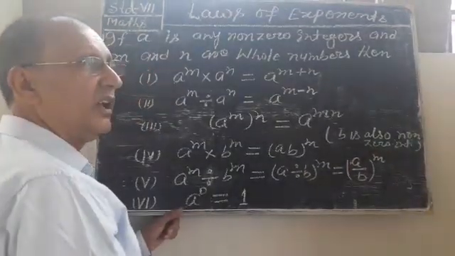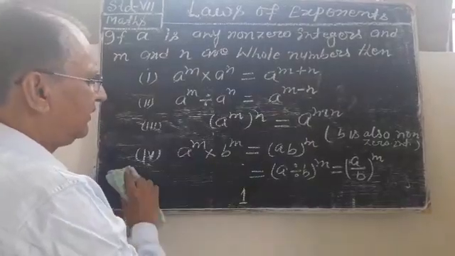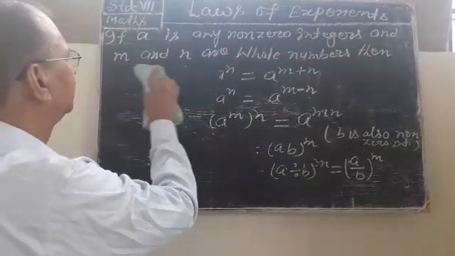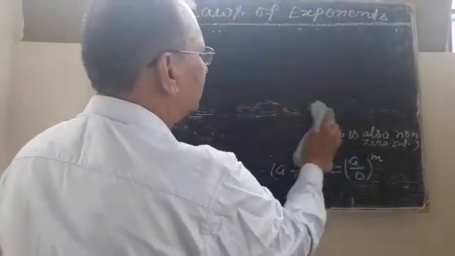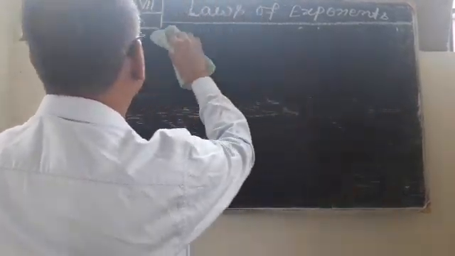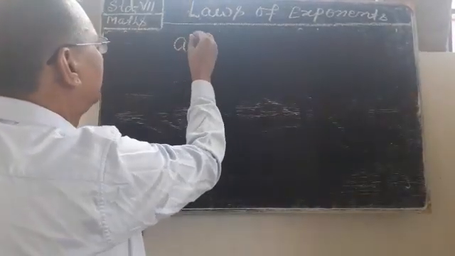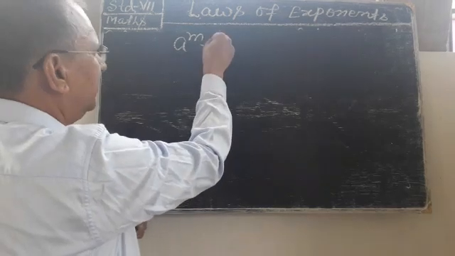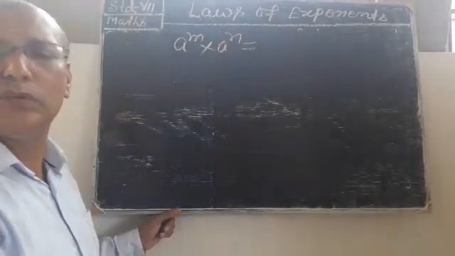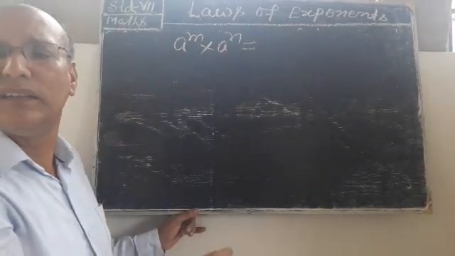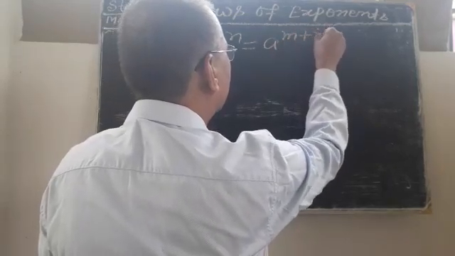Now, I will discuss all these laws by giving an example. We will make it more clear by some examples. The first one is a power m into a power n. A power m into a power n is equal to a power m plus n.